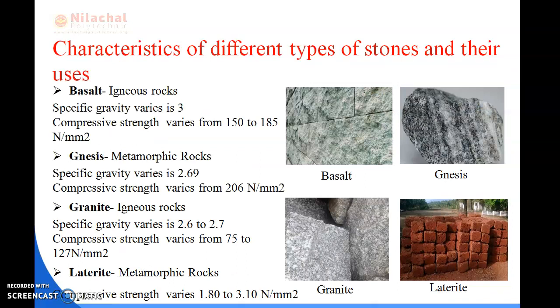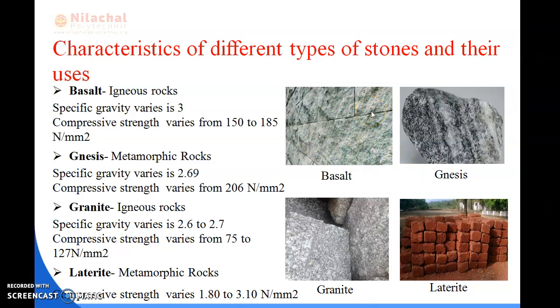We will be dealing with this. First is basalt. Basalt is a type of igneous rock. In the previous slides I told you about the types of rocks and the classification of rocks. As it is an igneous rock, its specific gravity is about 3, and its compressive strength mainly varies from 150 to 185 Newton per millimeter square. Here you can see the basalt diagram.